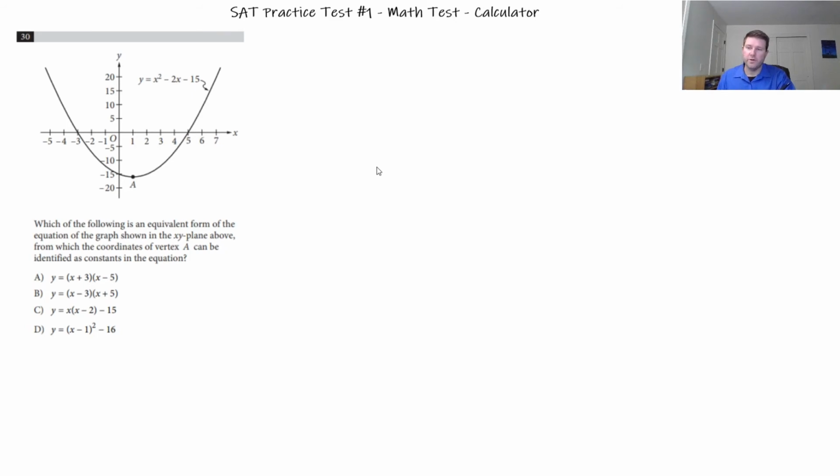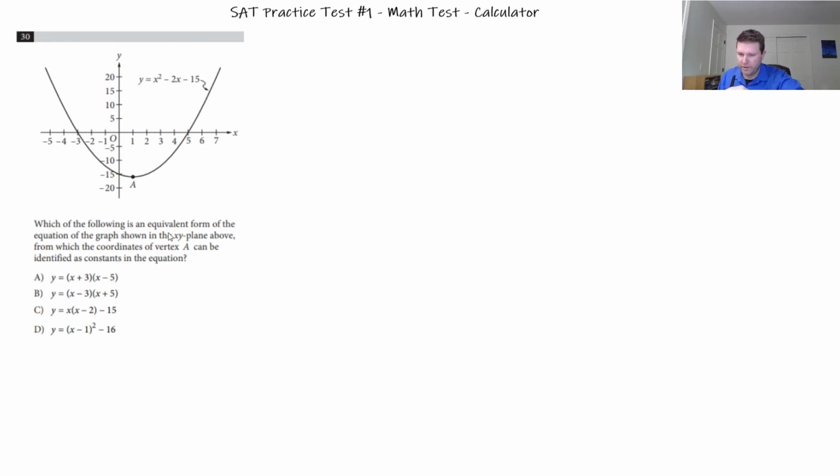Number 30 is a good one, actually. So it's the last of the multiple choice hards on the calculator section. And we want to look at the question really carefully here because they're asking for something super specific. It's not actually that hard, but there's sort of a trick. There's a little bit of a bait answer here, which we'll talk about.